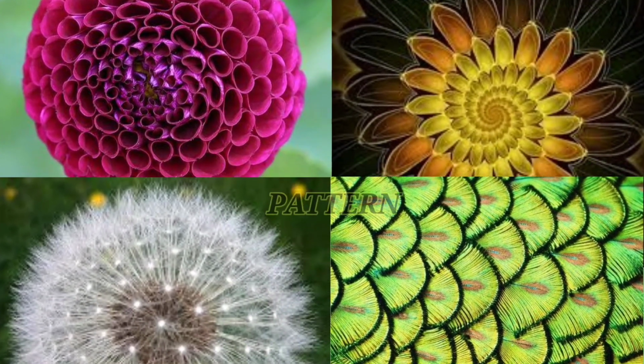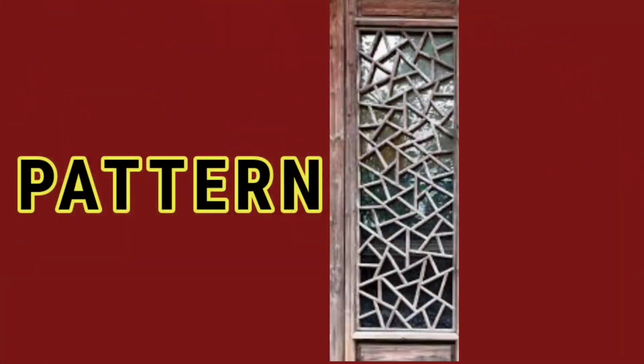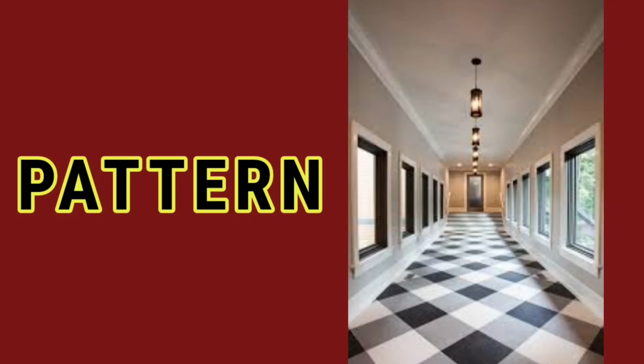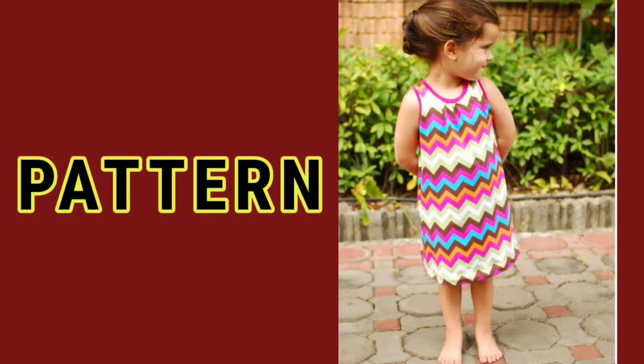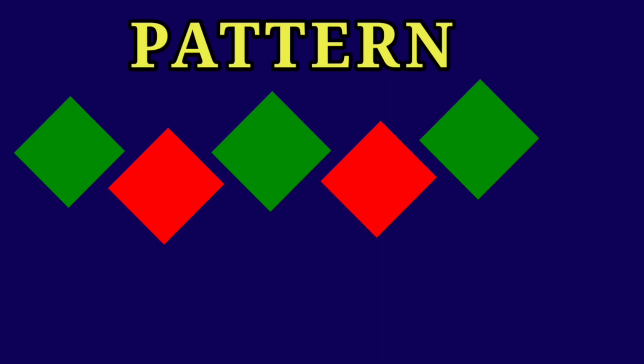We have studied in previous classes that every pattern follows some specific rules, whether these are the window grills, floor tiles, or patterns on our clothes. Now look at this pattern: green, red, green, red, green. So what will be the next color? Teacher, it will be red. That's right. So students, when a design is repeated in a uniform way, a pattern is formed.